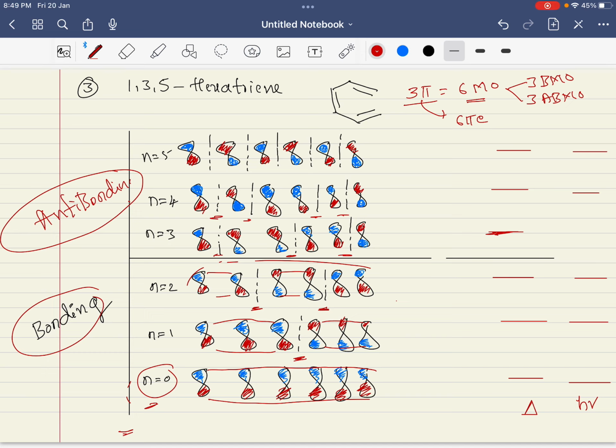And I also told that there are 6 pi electrons here. In thermal conditions, 6 pi electrons will be written like this. So this will be HOMO and this will be LUMO. And you also know that in photochemical condition, this will remain as it is, but one of the electrons from the HOMO will be shifted to a higher energy level. This is the molecular orbital diagram of 1,3,5-hexatriene.